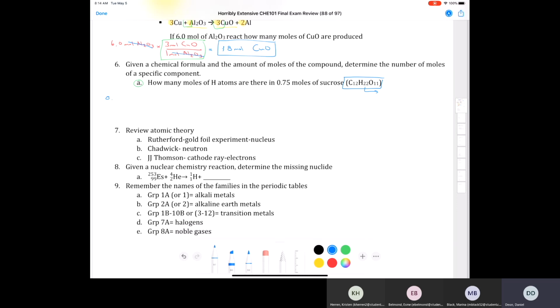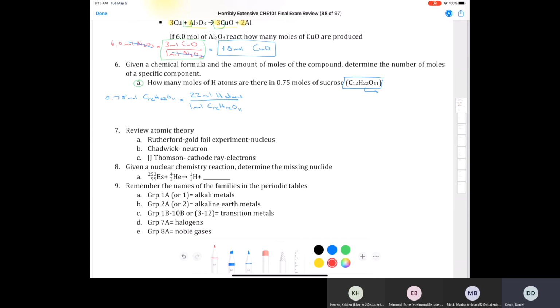So let's see here. If we have 0.75 moles of sucrose, C12H22O11, we know that in 1 mole of sucrose, C12H22O11, we have 22 hydrogen atoms, okay? That's how many atoms we have. And actually, I should put 22 moles of H atoms, like that.